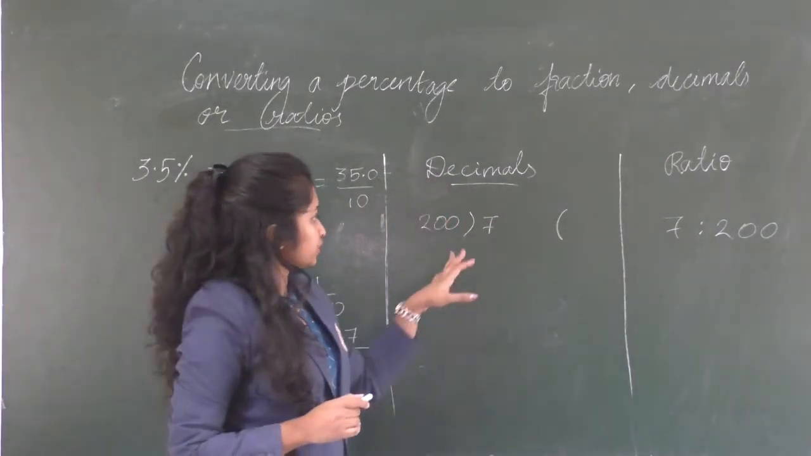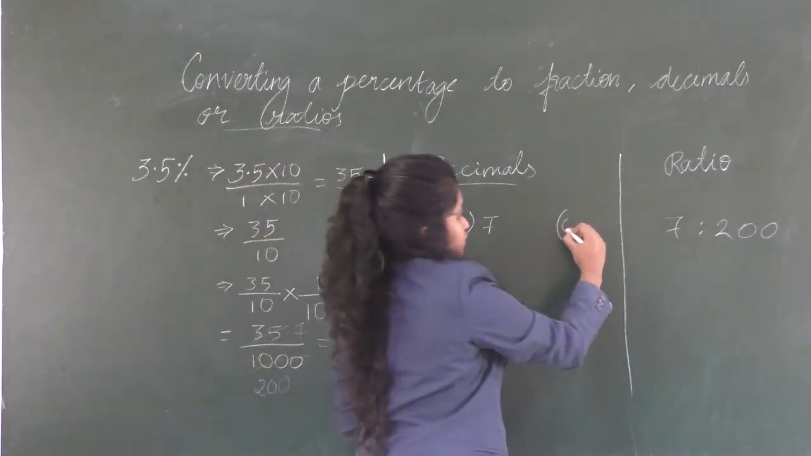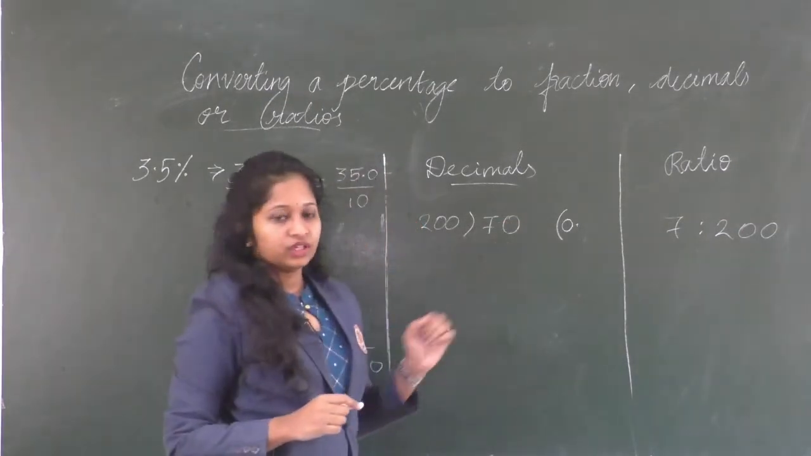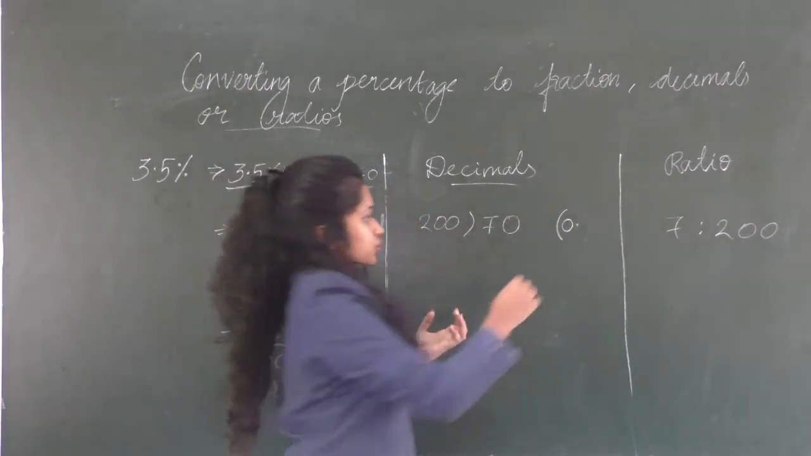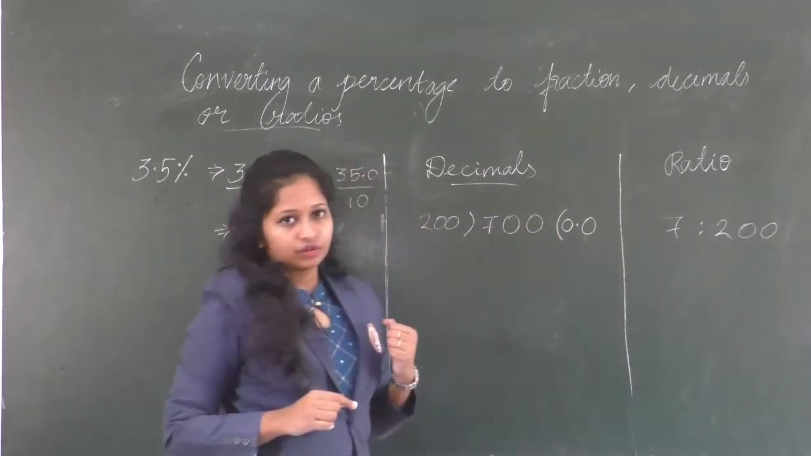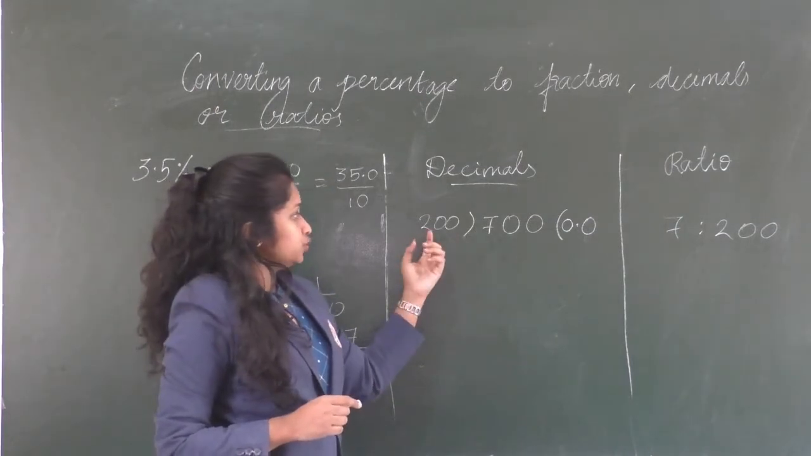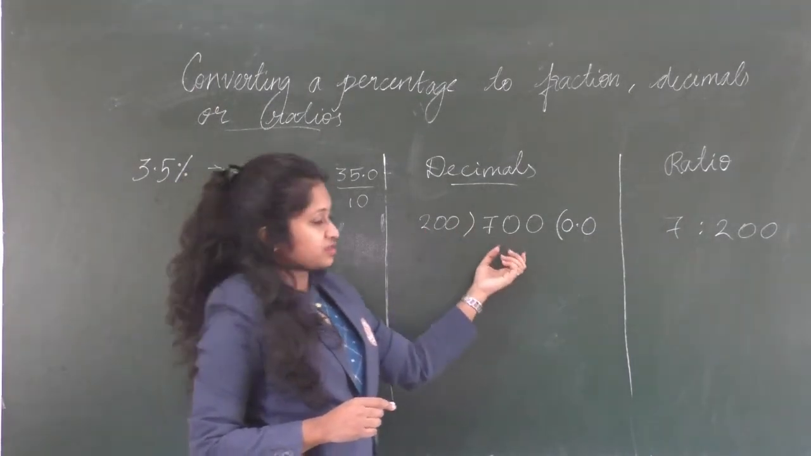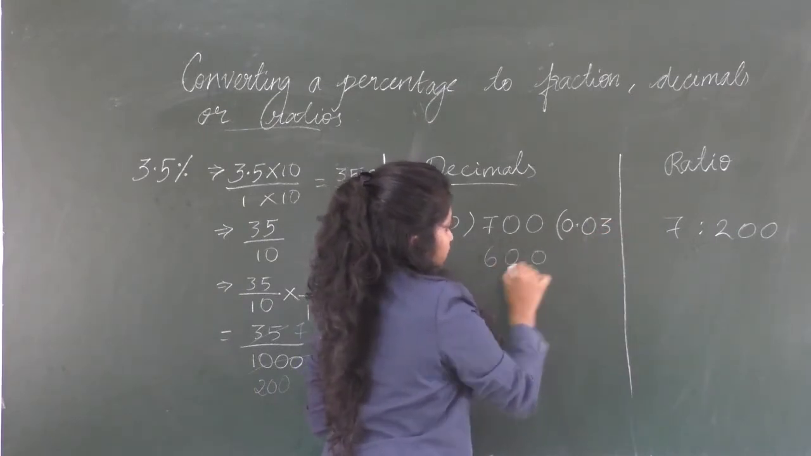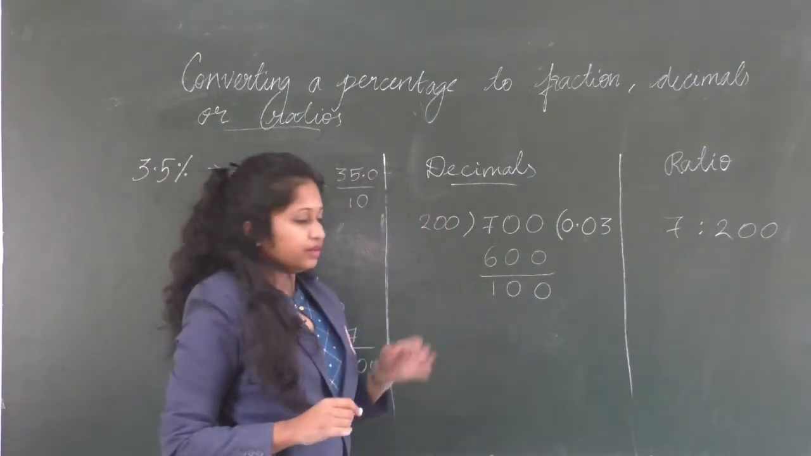Okay. So here 7 is smaller than 200. So let's put a point and put 0 here. But still it's small. So let's put one more 0 and put 0 here. Now we have 3 into 200 as 600. So write 3 here and 600 here. So we have the difference as 100.